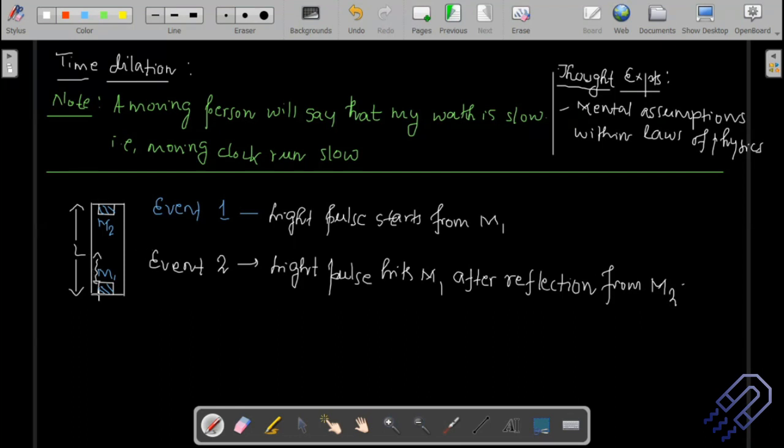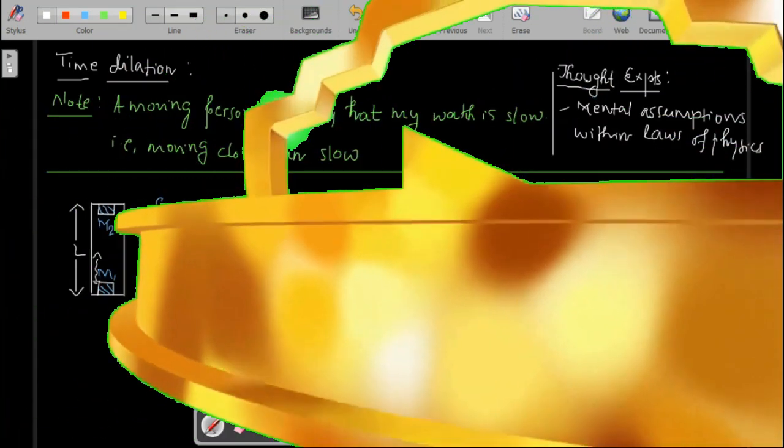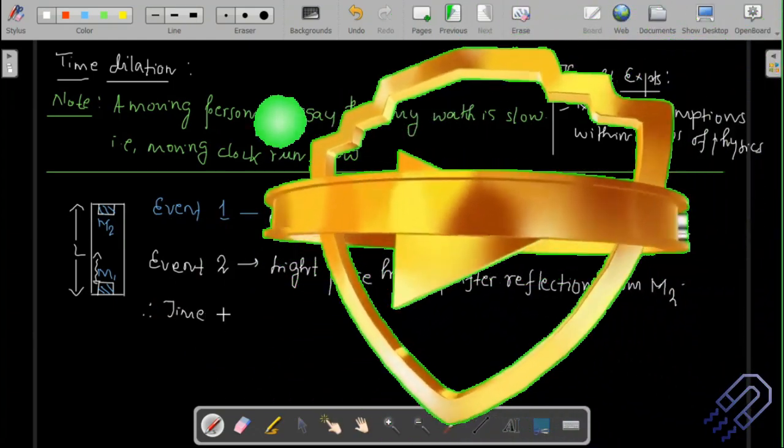In general, if it does not move and you are observing this within the system, you know that the light pulse will go here, hit mirror M2 and come back to M1. So that is what usually happens. There is an event 1, the light pulse starts from M1, and event 2, the light pulse comes back and hits M1 after reflection from M2. Such cases are something we have observed almost in our daily life, whenever we want to measure distance, time and so on. So we can easily measure the time here.